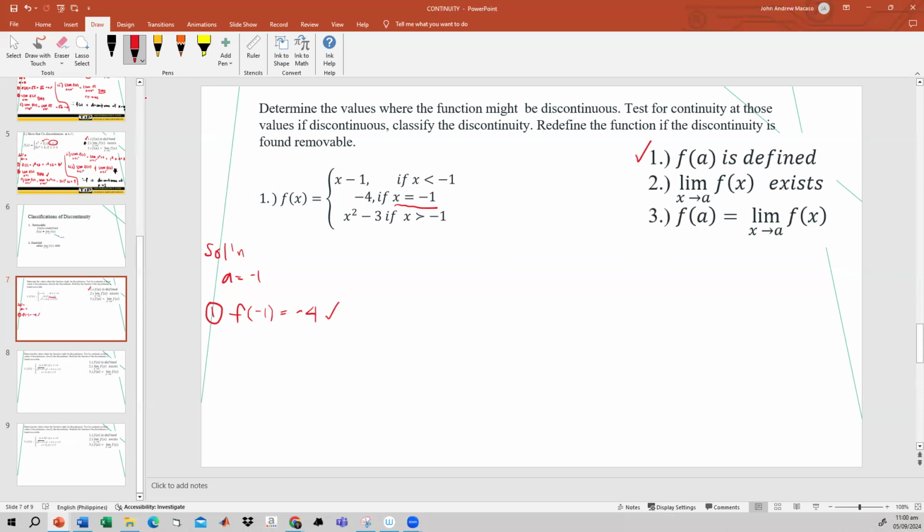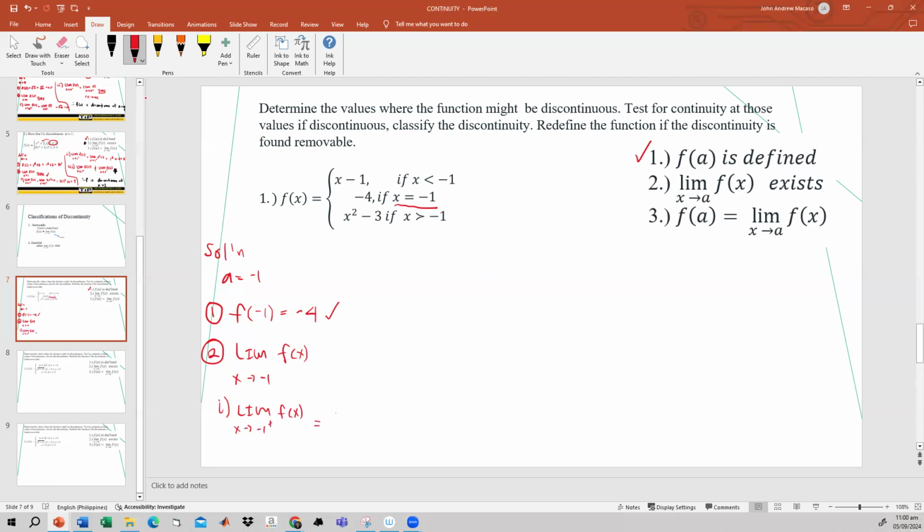Okay, so the next thing is we'll consider the second condition for continuity, wherein the limit of the function as x approaches -1 must exist in order for us to satisfy the second condition. So what we need to do is check the two-sided limit. We'll check the right side limit first, that's the limit of f of x as x approaches -1 from the right.